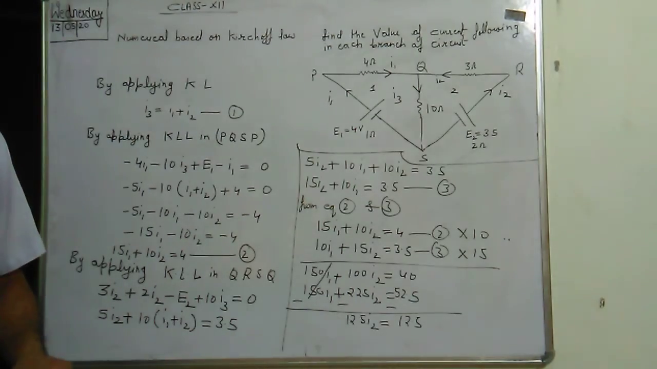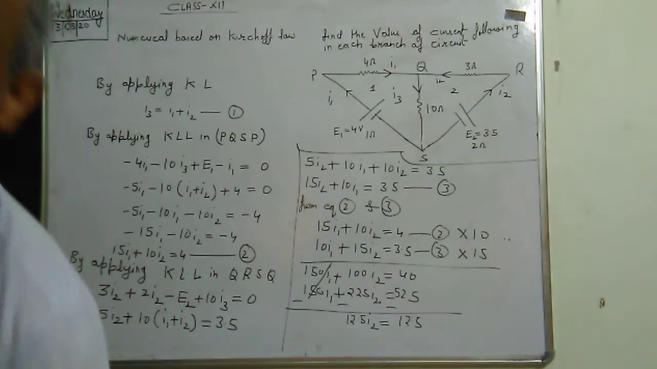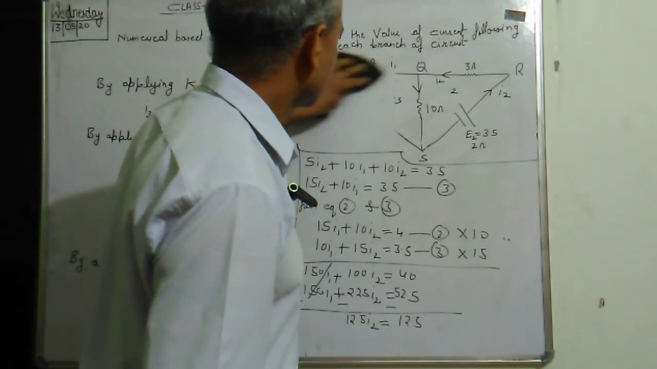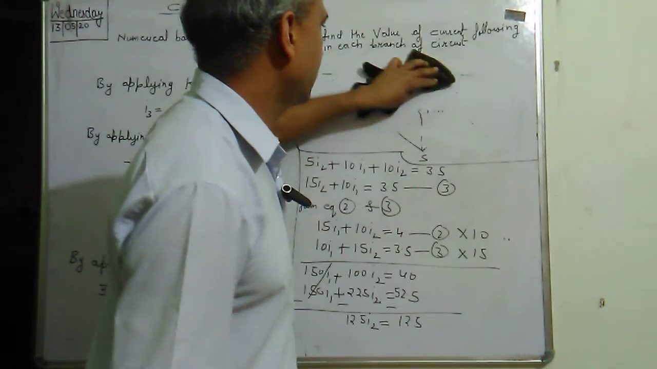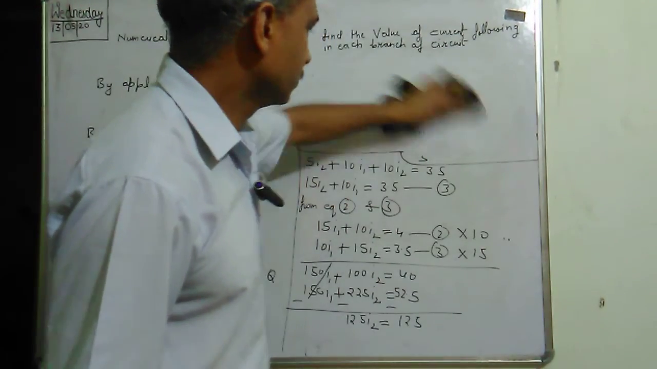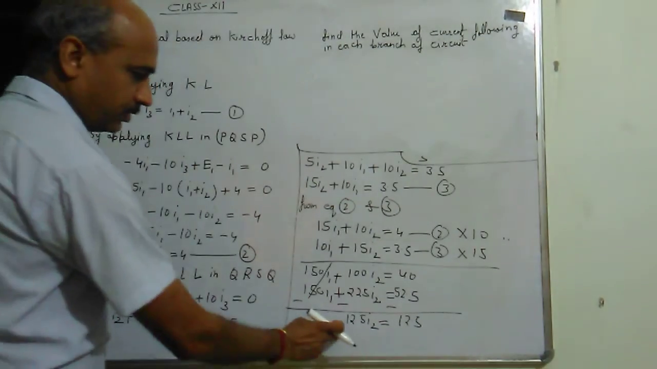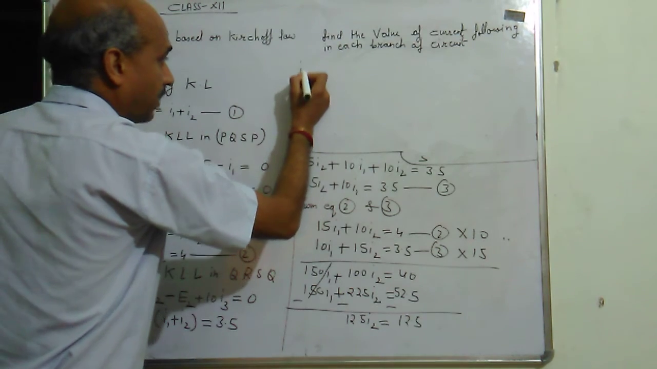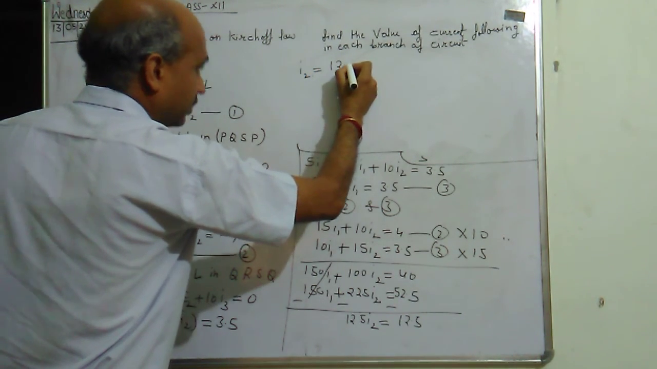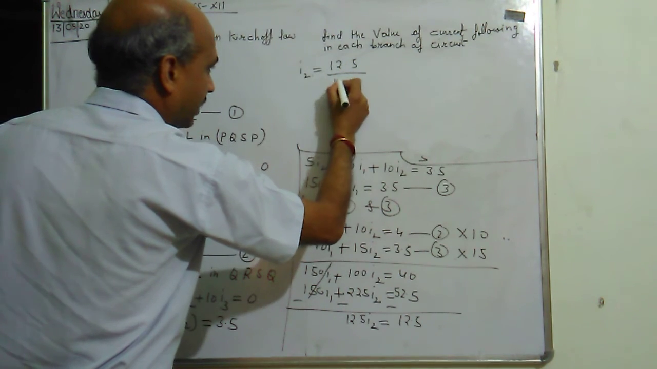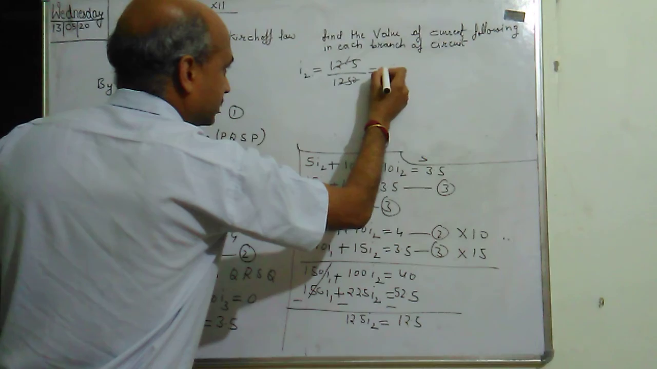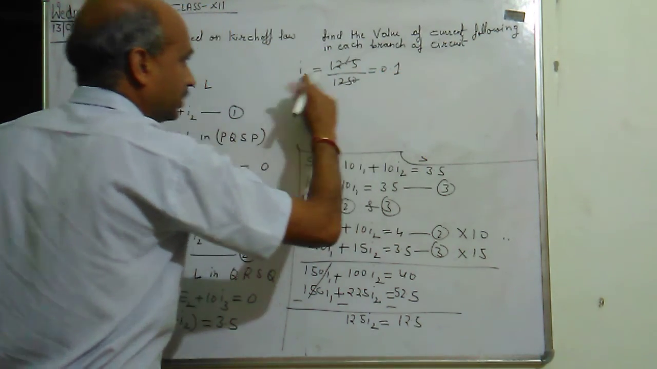So the circuit is not required anymore. Let me rub the circuit, because the question is not completely solved yet. You already have the circuit. So from here 125 I2 equals to 12.5, so I2 equals to 12.5 upon 125, which gives 0.1. So the value of I2 is 0.1.